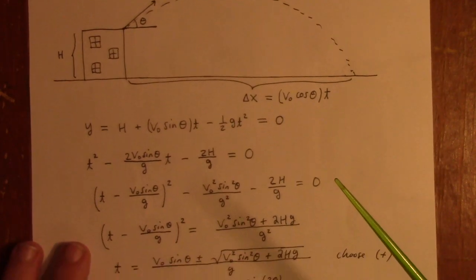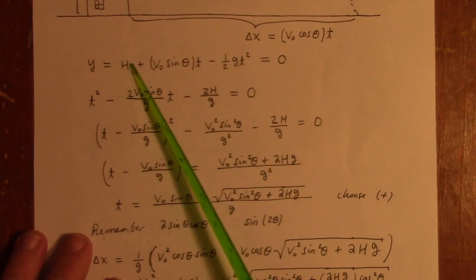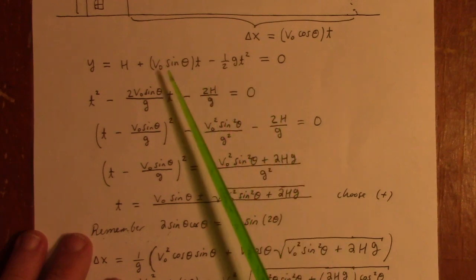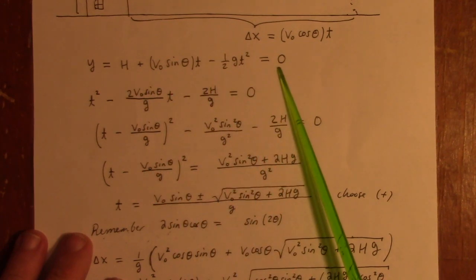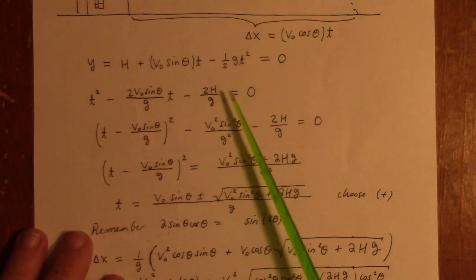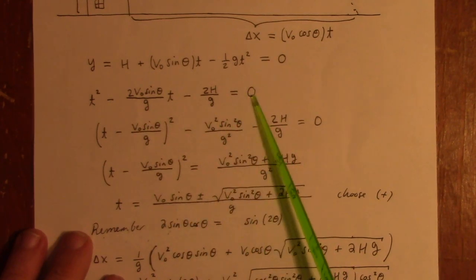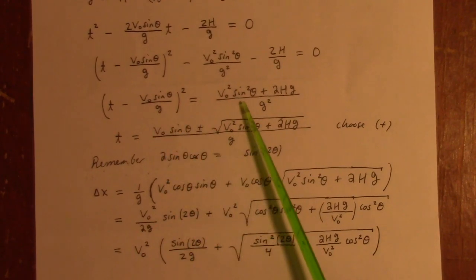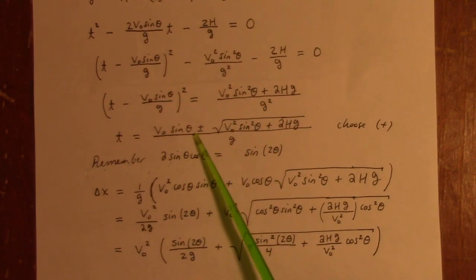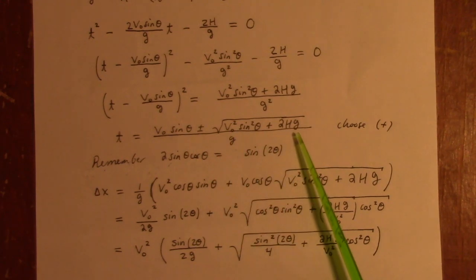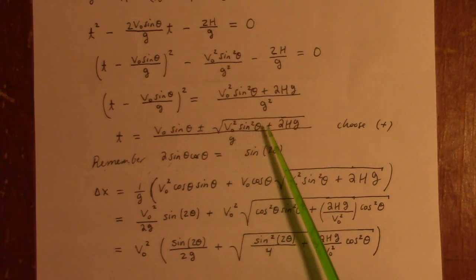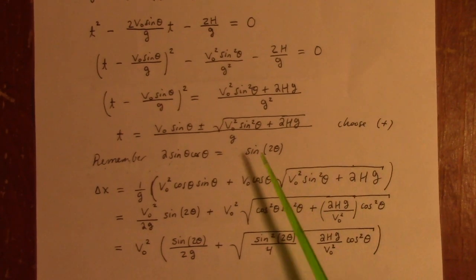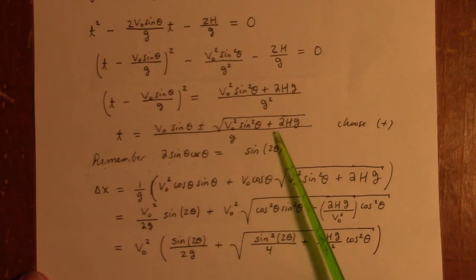So the equation for y is this: my initial height of the building plus v naught sine theta t minus 1/2 g t squared, right? This is the projectile motion formula for y, the kinematic equation. And when I solve that for t squared, I get this. Then I complete the square like so. After completing the square, I take the square root. I get plus or minus. As we were talking about earlier in this video, we choose the plus because of physical reasons. And that's my time, all right, fine.